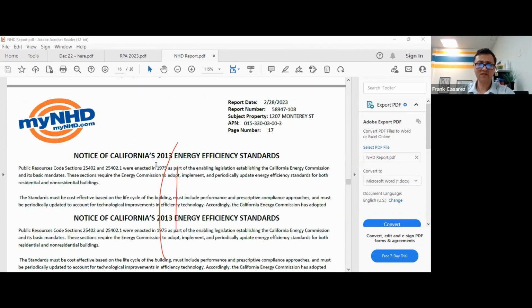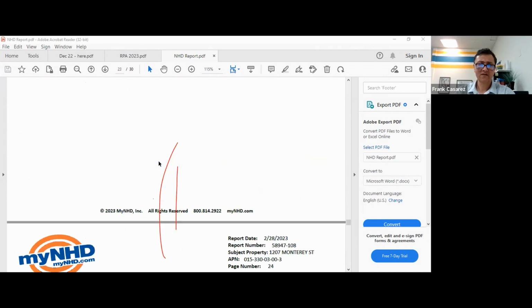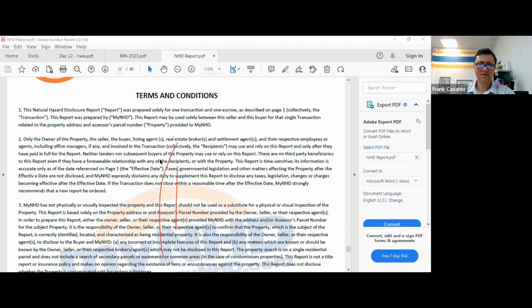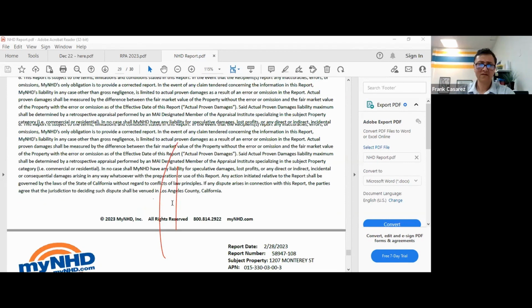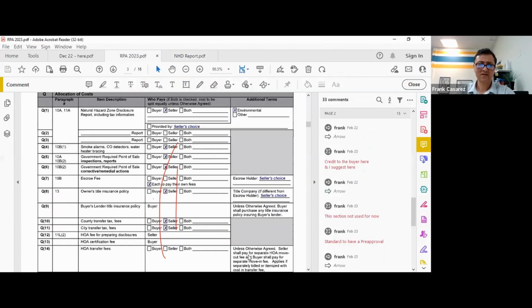Now, this one doesn't look like it has the graph. Some of them will have the photos of the fault lines and all that stuff too. But basically, we're asking the seller to provide that report, third-party report.